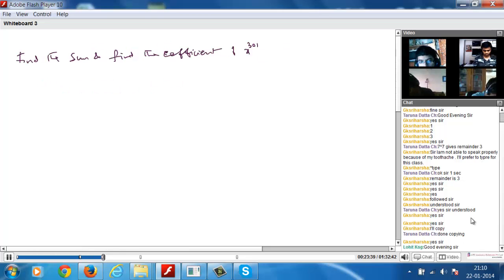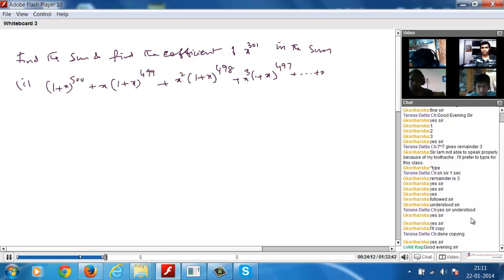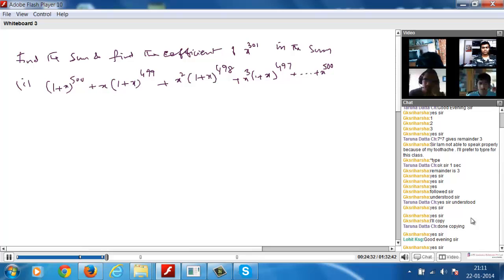Now do this problem. Find the sum and find the coefficient of x power 301 in 1 plus x whole to the power 500 plus x into 1 plus x whole to the power 499 plus x square into 1 plus x whole to the power 498 plus x cube into 1 plus x whole to the power 497, etc. up to x to the power 500. Can you guess how many terms are there in this? 501 terms are there, right?